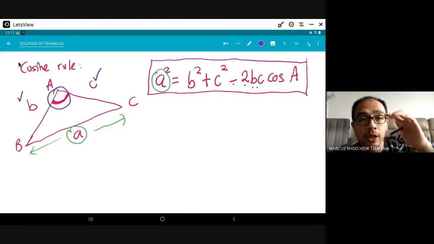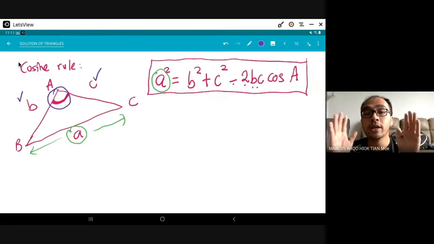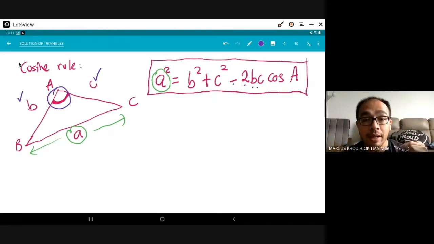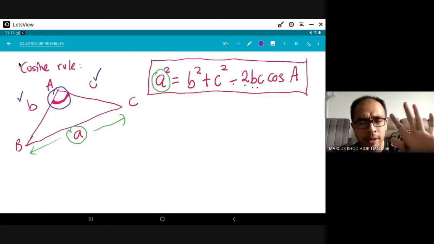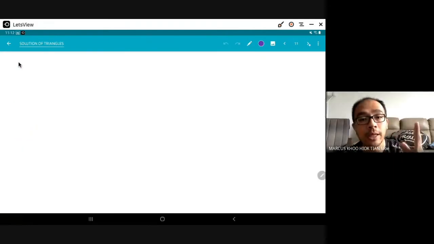So the good news is the cosine rule doesn't have what we discussed yesterday, the ambiguous situation with two values. The not so good news is the calculation is slightly more complicated. Now, I don't want you to remember the formula. I want you to remember the pattern. All you need is just one angle and two sides in order to find this one.